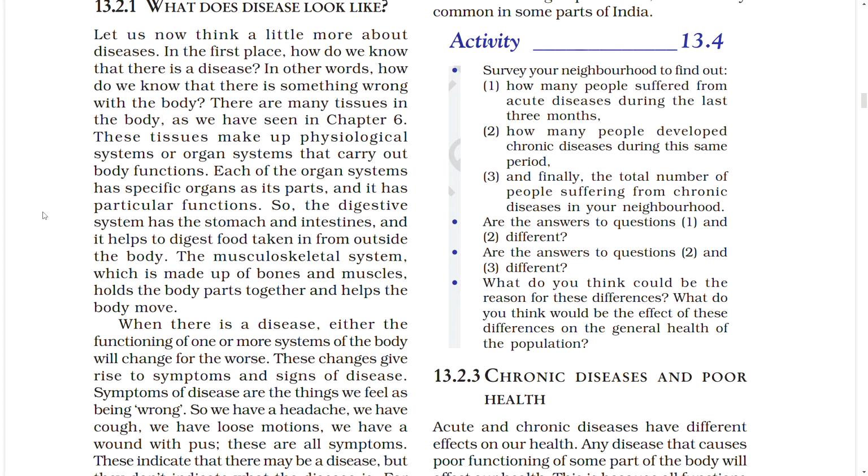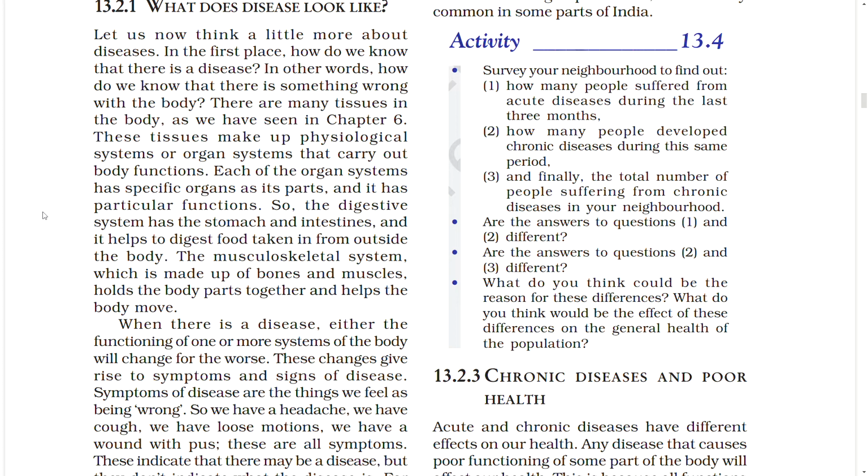13.4. Do this. Survey your neighborhood to find out: 1. How many people suffered from acute diseases during the last 3 months? 2. How many people developed chronic diseases during this same period? 3. And finally, the total number of people suffering from chronic disease in your neighborhood.